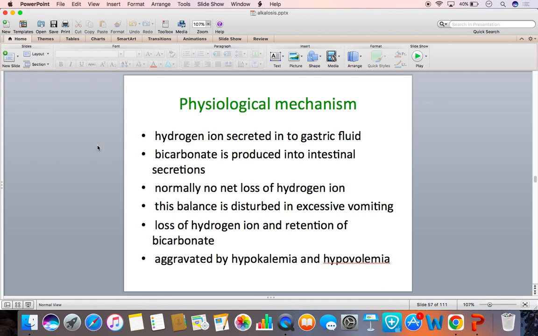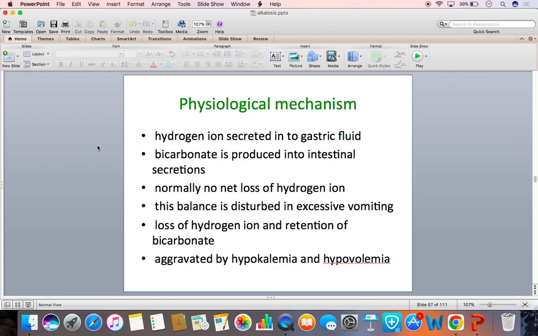This balance is disturbed in excessive vomiting as a result of loss of hydrogen ions and excessive retention of bicarbonate. That is aggravated by hypokalemia and hypovolemia. Hypokalemia results in, again, excessive loss of hydrogen ions in the tubules. Hypovolemia also results in the loss of hydrogen, which aggravates again the metabolic alkalosis, because hypovolemia triggers the renin-angiotensin-aldosterone mechanism, which in turn causes the loss of potassium ions that results in hypokalemia.